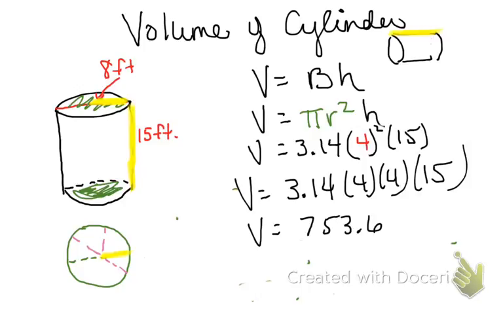753.6. Now, we're talking about volume, all right? And volume is measured in cubic units. So we have, our unit is feet, so we're going to say cubic feet. Now a lot of people want to know, why is that so? Well, if you look back at pi r squared times h, pi is not going to change, but r is squared, and that is 4 feet times 4 feet.